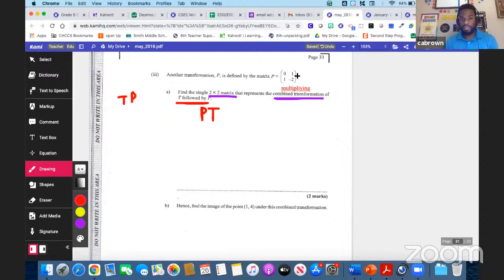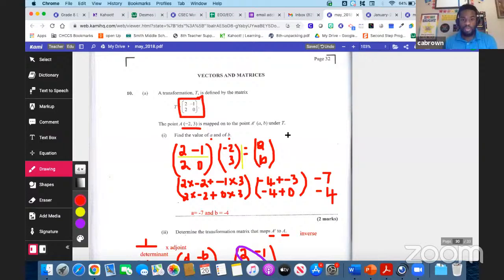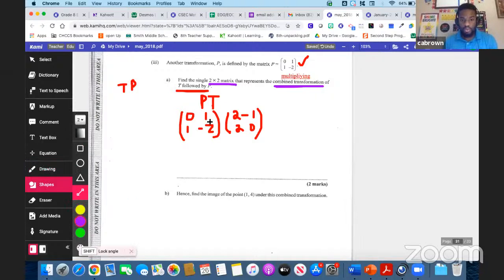So we're going to be multiplying. P is 0, 1, 1, -2. In case you're wondering, here it is right here. That's where I got it from. And T was what we started with, which was 2, -1, 2, 0. All right, we're going to multiply. Remember, in matrices, it's always row times column.